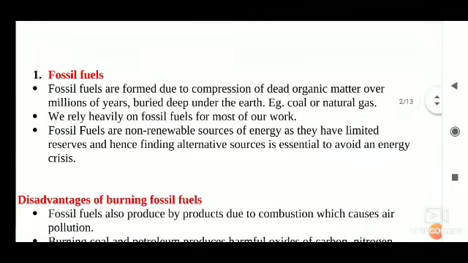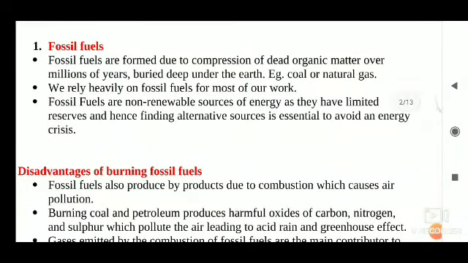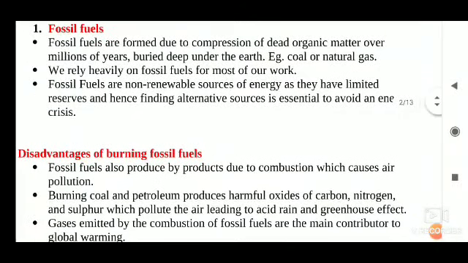So, the first conventional source of energy is fossil fuel. As the name suggests, fossil means anything that is dug out from the earth, and fuel means anything that gives us energy. And you have studied about the formation of fossil fuels in class 8. So, fossil fuels are formed due to compression of dead organic matter over millions of years buried deep under the earth. Example is coal or natural gas.